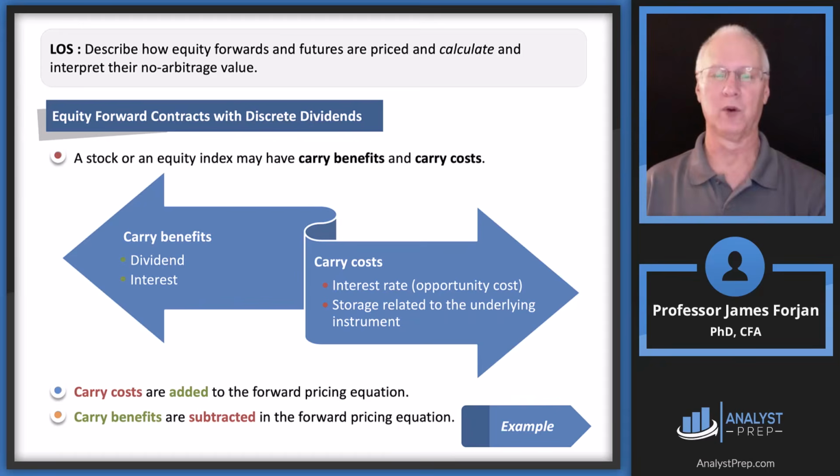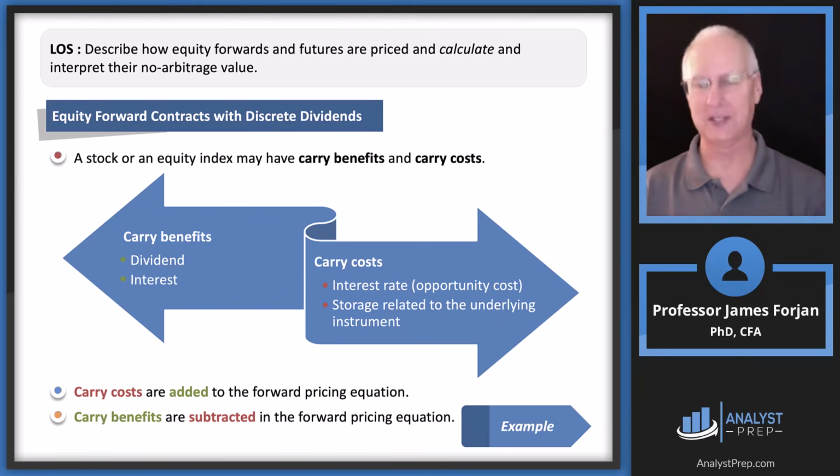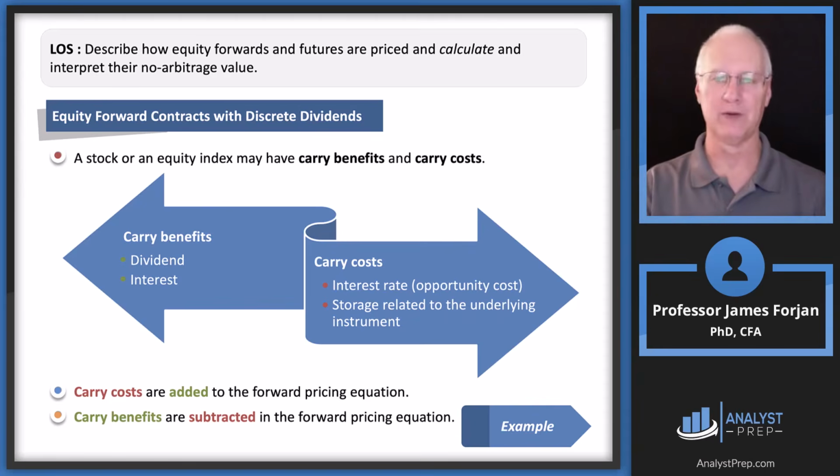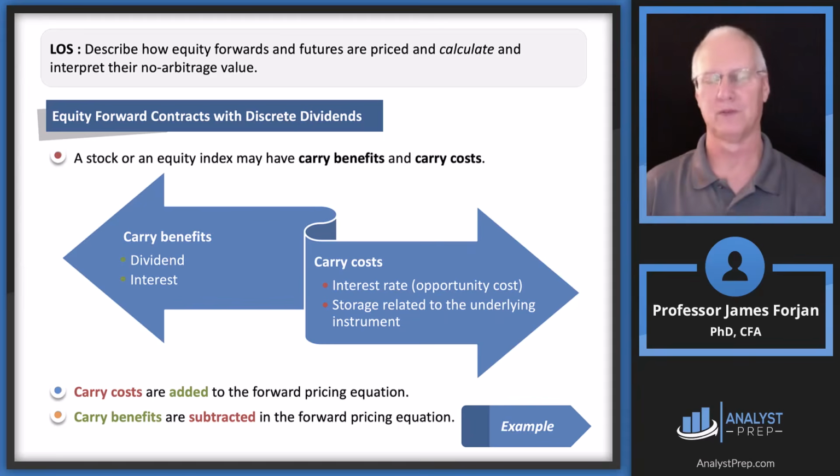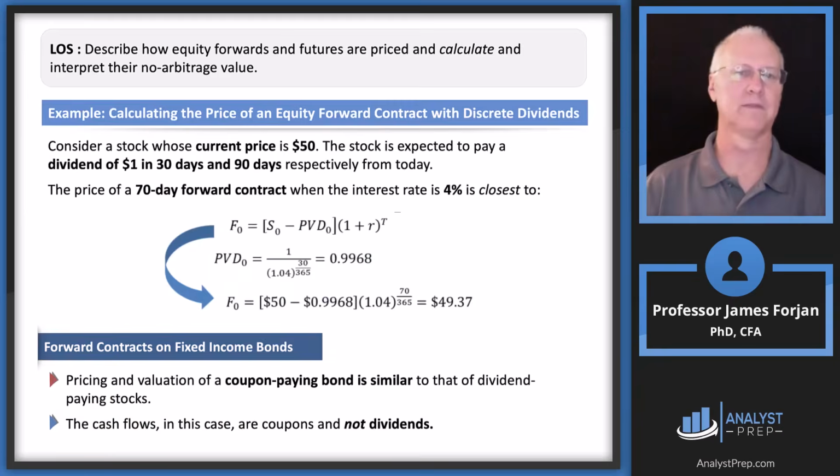Now, this is super important. Carry costs are added to the forward pricing equation. Carry benefits are subtracted in the forward pricing equation for the simple fact that if you invest in the derivative, you don't get the benefits. You don't receive the dividend. The owner of the share of stock, the owner of the bond, receives either the dividend or the coupon payments. And so this is kind of the opposite of what you think.